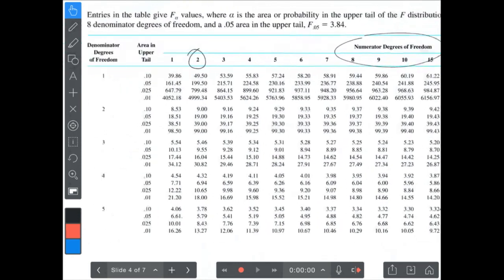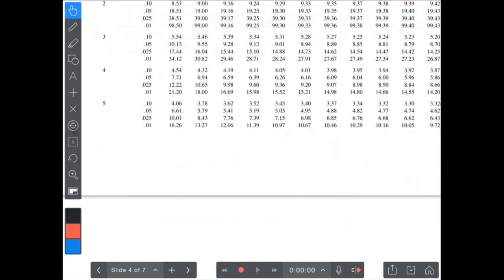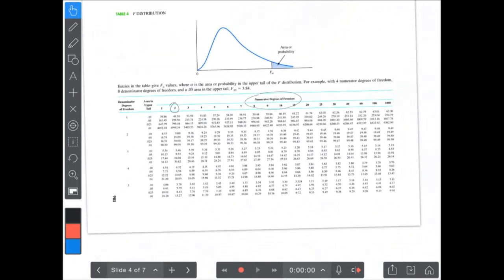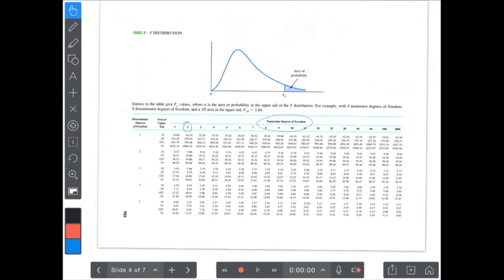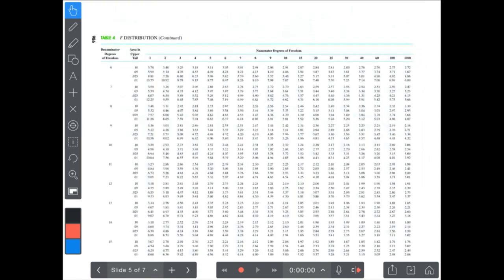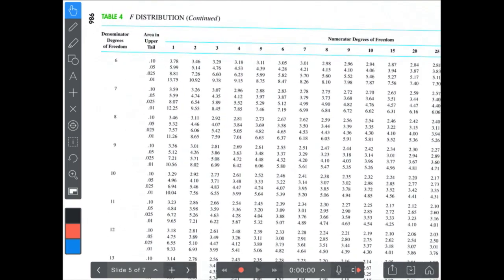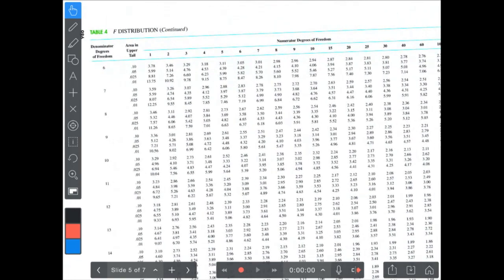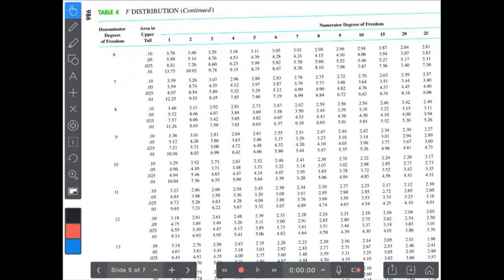Now, I notice that my table only goes to 5, but remember I mentioned to you there are several pieces of this table. So I have to continue looking at the pages. Let's go to page 2. Here's 9 right here. So I'm looking for 2, 9. And the area in the tail, in this case, is 5, right? So look at where we find the area in the upper tail.